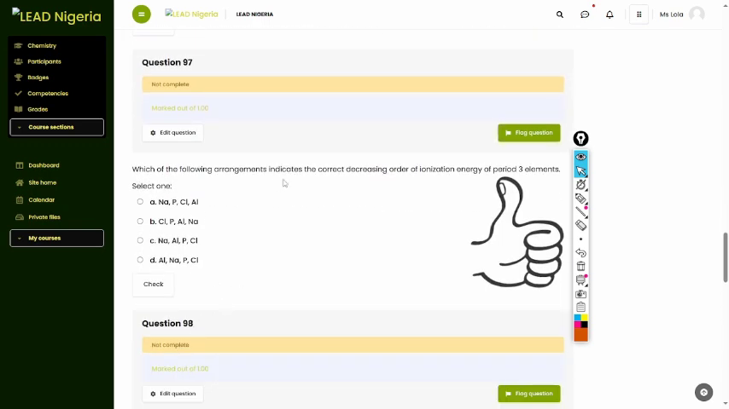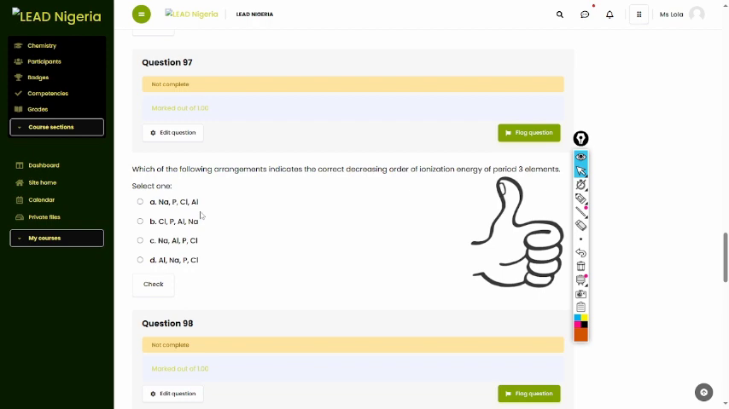Which of the following arrangements indicate the correct decreasing order of ionization energies of period 3 elements? So all of these are period 3 elements, okay? But they all belong to different groups of the periodic table. So as you're moving along the period where you have different groups, the ionization energy increases. It increases because moving across means the atomic number is also increasing.